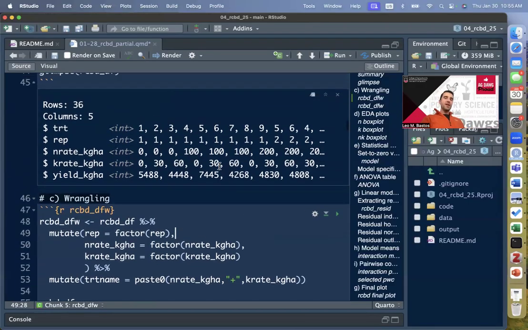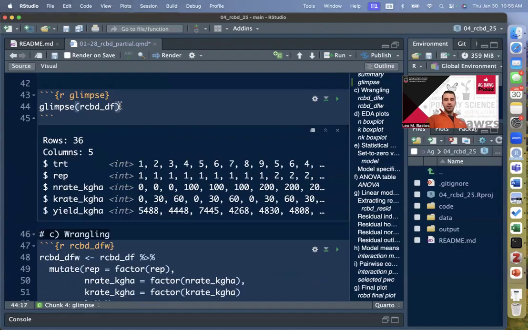So one thing that I wanted to discuss here, when we look at this glimpse, is rep being considered as numerical. With every numerical variable that you have in your ANOVA model, any software is going to try to do a regression on that variable. So if I say the block is numerical, it's going to try to calculate an intercept and a slope for block, which does not make sense. That is not what we're trying to do.